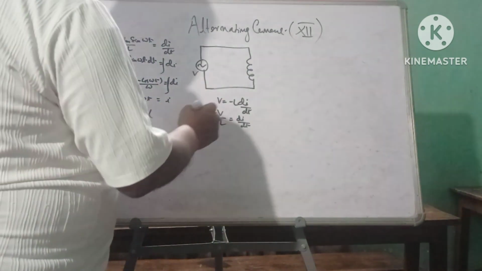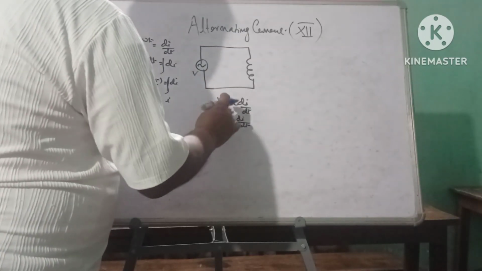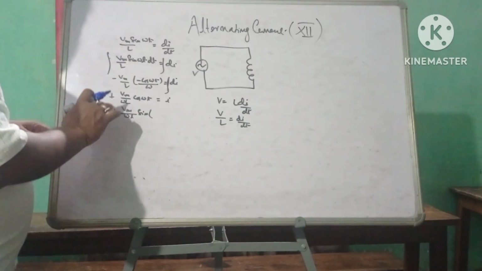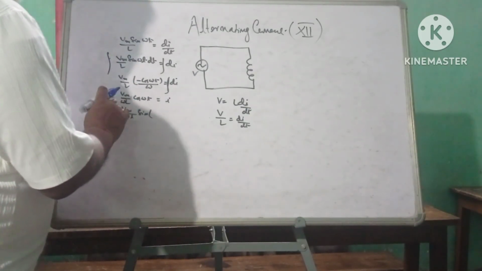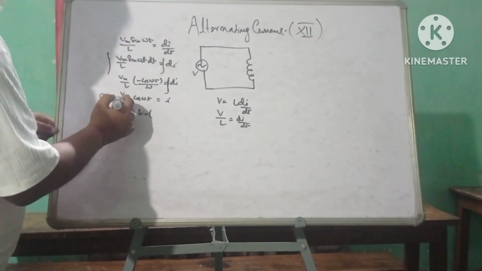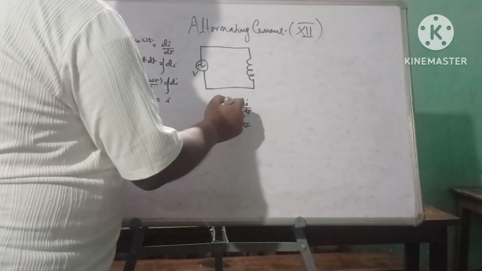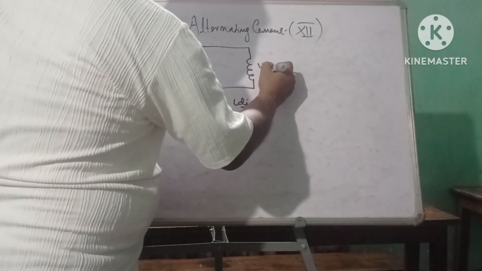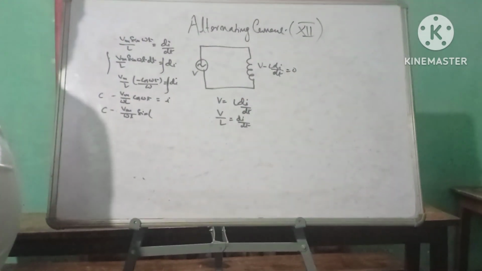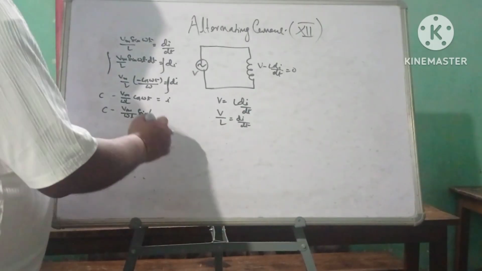Here the total potential is 0, so this will be plus and this will be minus, because here the total potential is 0. That means V minus L di by dt will be 0 according to Kirchhoff's law. So here V is equal to L di by dt.